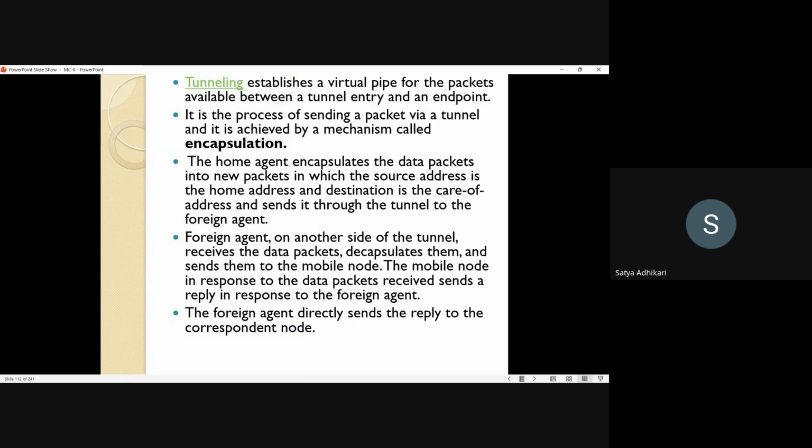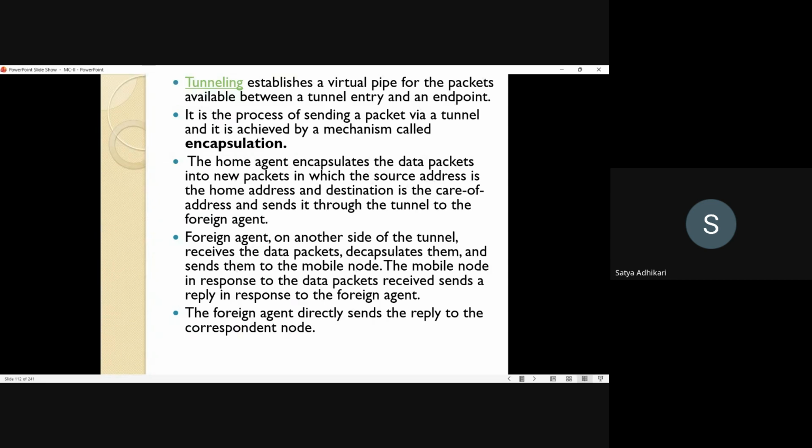So three things are tied, encapsulated. What are they? The data packet itself, the source address as the home address, and the destination address as the care of address. The home address is treated as the source address and the care of address is treated as the destination address. And it sends it through the tunnel to the foreign agent.